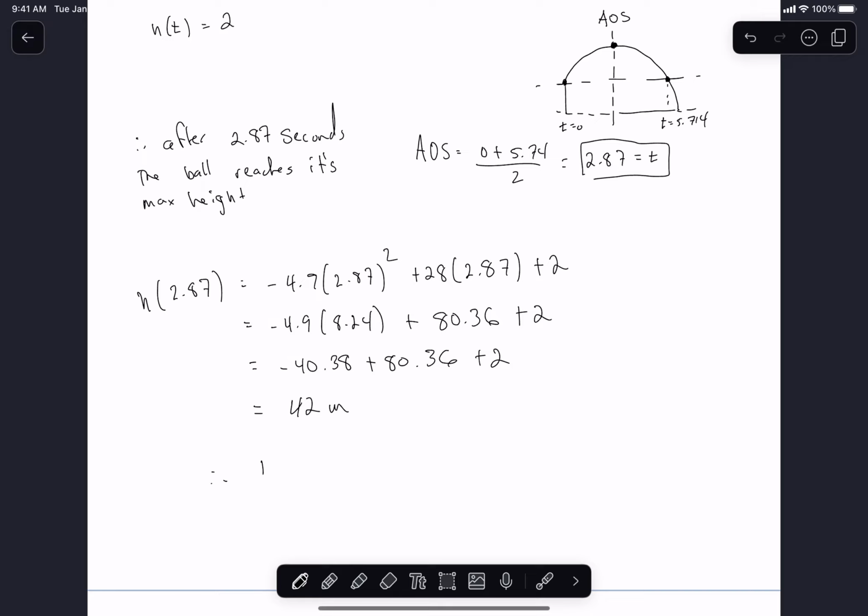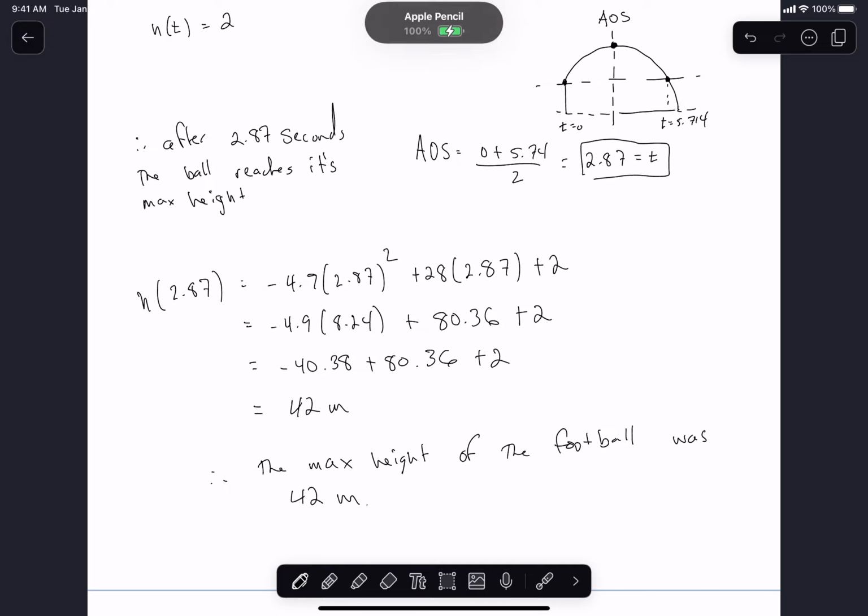So therefore, the maximum height of the ball was 42 meters high. Okay, 42 meters. So that's how you would do that question.